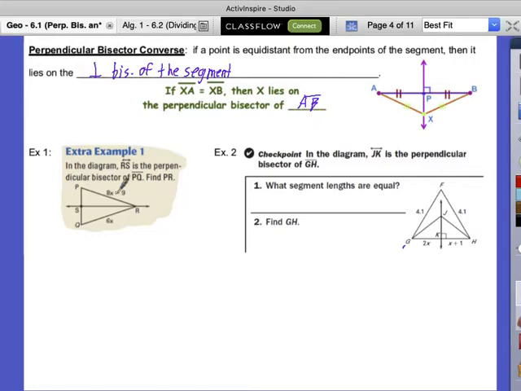90 degree marks around X. That's what I said. What else? Dashes on PS and SQ. Perpendicular bisectors. Bisector means cut in half.